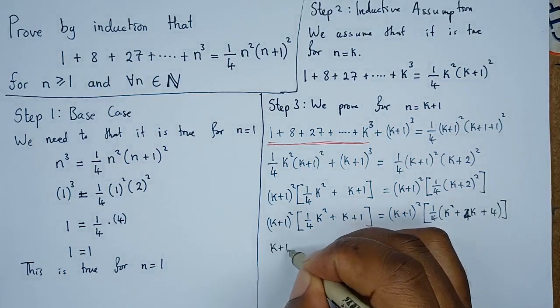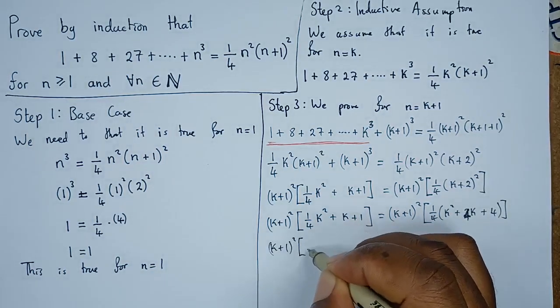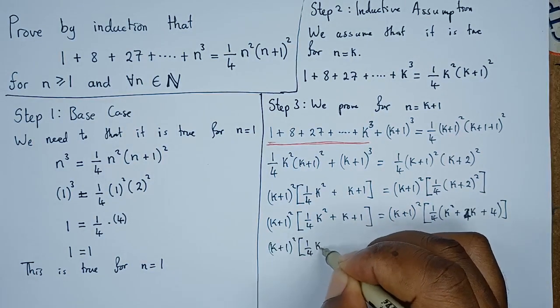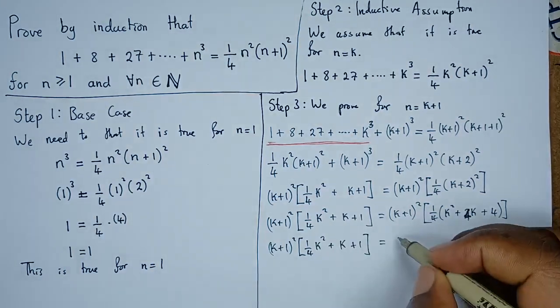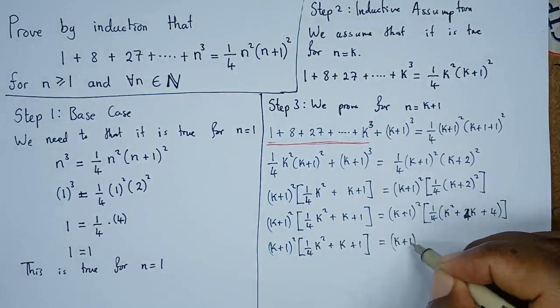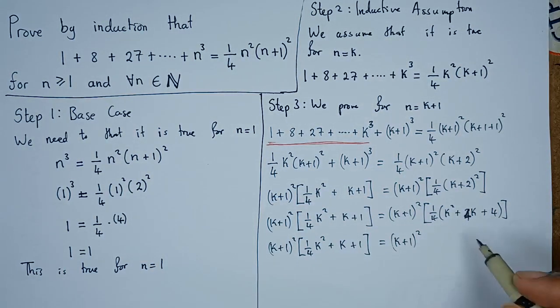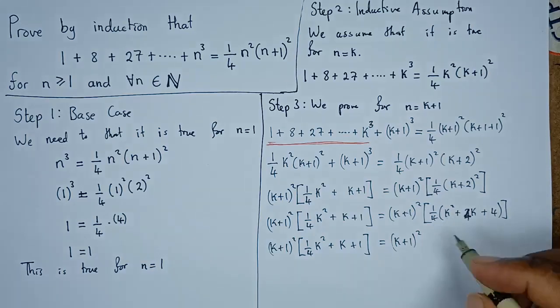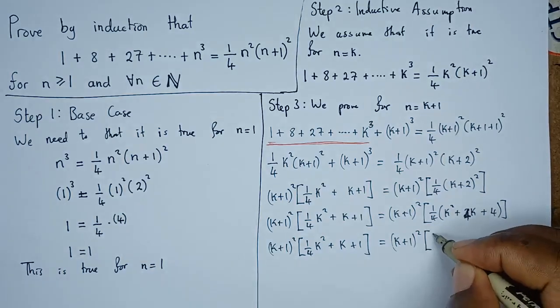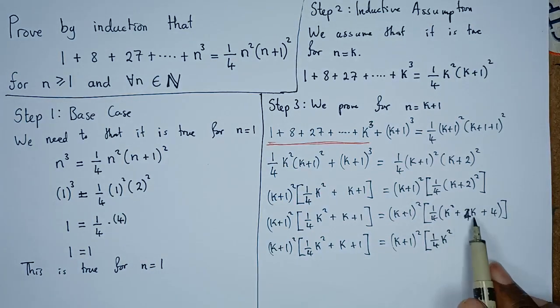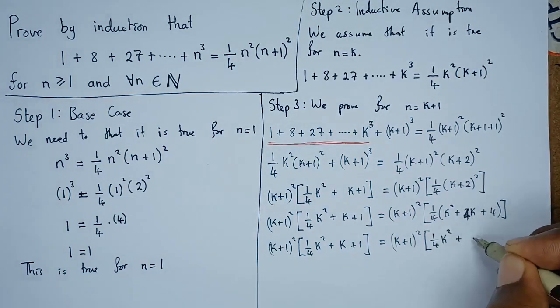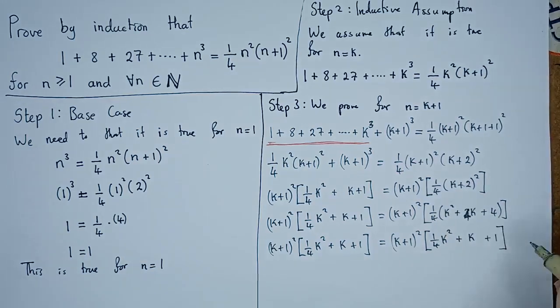So k plus 1 squared, 1 over 4, k squared plus k plus 1. This is equal to k plus 1 squared. What do we get there? So 1 over 4 times k squared, we simply get 1 over 4 k squared. 1 over 4 times 4k is just k. 1 over 4 times 4 is just 1.